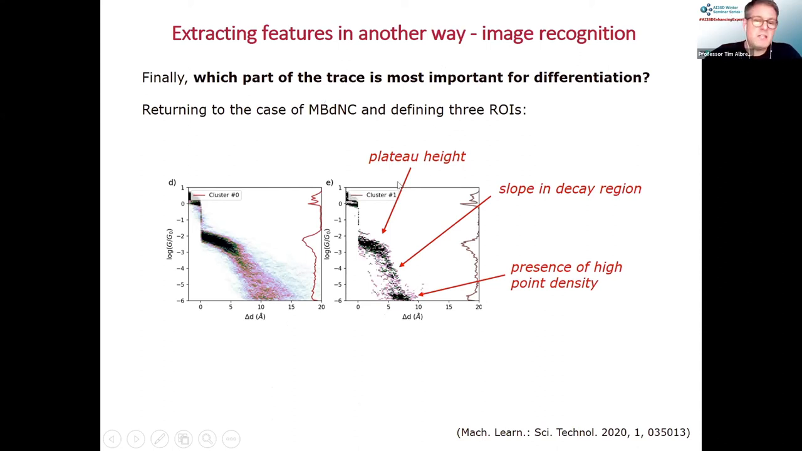Okay, and returning to the case of the MBDNC system, we defined three regions of interest. We looked at the plateau height, we looked at the slope in the decay region, and we looked at the presence of this high point density down here at very low currents. Well, we've got to be a bit careful though, I should say, because the experimental detection limit is about minus 5.5. So this is a region where we see the limitations of the electronics, shall we just say.